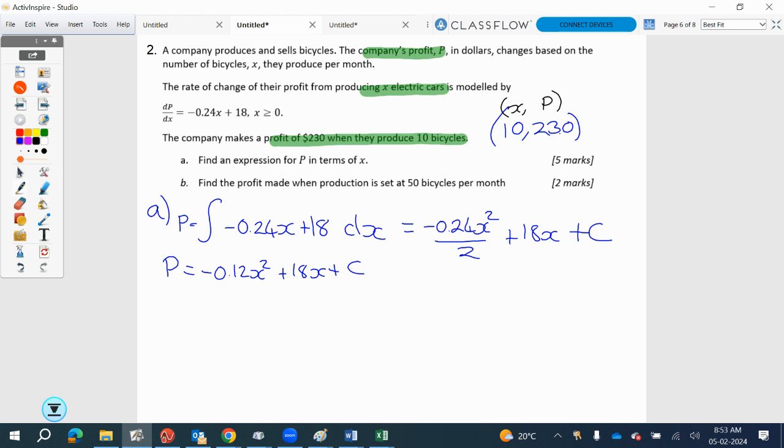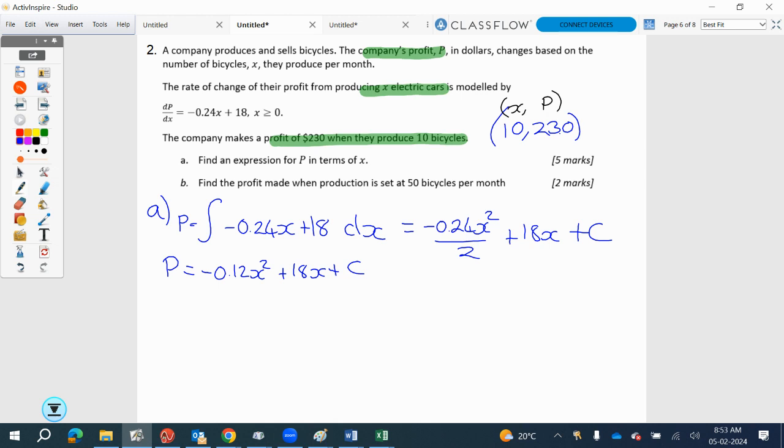Plug in the point. Somewhere in the question, in the wording, there's a point that's been given to you. They'll hide it in the wording. Look for the units to really help you. Look, this is 230. That's the units of money, profit. This is the number of bicycles. This is an X. This is a P.